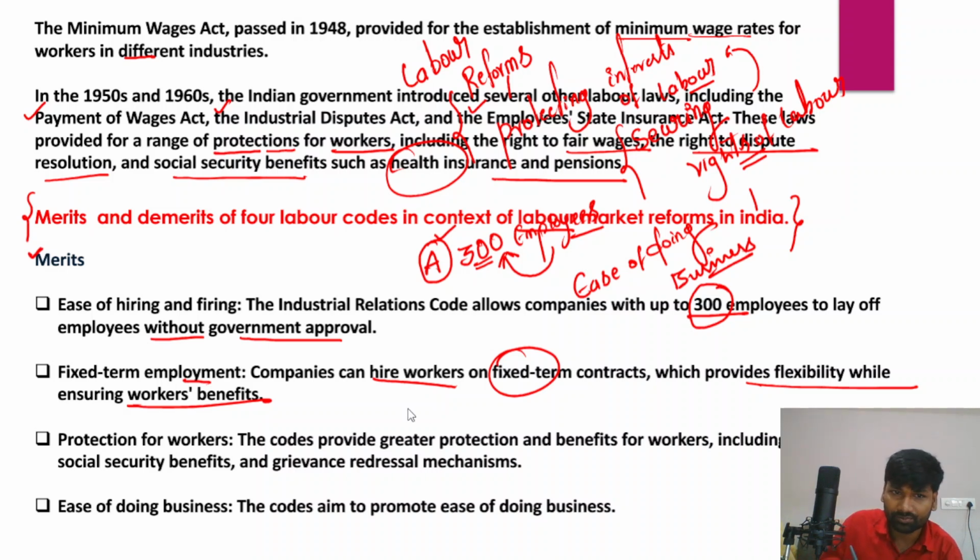And in fact, the labor codes provide greater protection and benefits for the workers, including minimum wages, social security benefits, and grievance redressal mechanisms. So all these things are being provided by the reformed labor codes, and certainly without any doubt, all these reforms introduced through the labor codes would improve the ease of doing business.